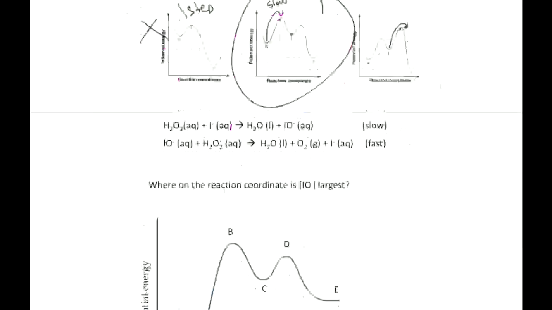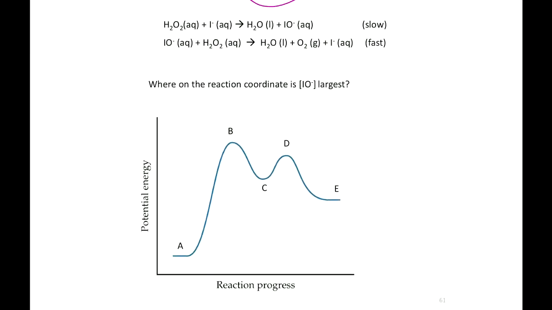Okay, let's do another one. Where on this reaction coordinate diagram would the concentration of IO minus be the largest? A, B, C, D, or E? What do we think? Remember, we already said it. What is IO minus? It is an intermediate. Where do intermediates live? It's C, because we produce the intermediate.